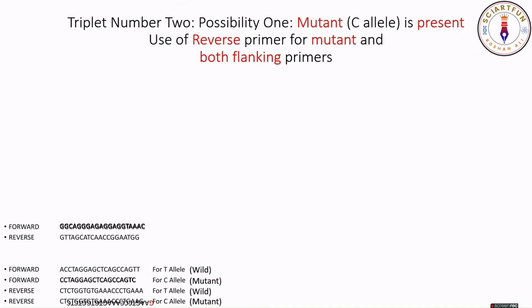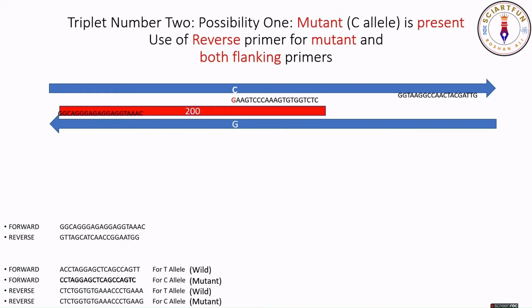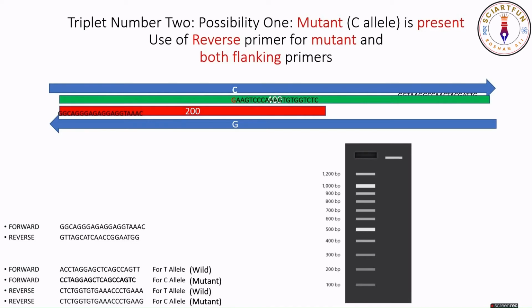Triplet number 2. Possibility number 1. Mutant allele is present. Take the DNA. Add all the 3 primers. In this case we are using the reverse mutant specific primer. Run the PCR. As the primer is mutant specific and mutant is present in the sample, therefore we will get the amplicon of 200 base pairs. When you run it on the gel, you will see both the common as well as the specific amplicons bands on the gel.